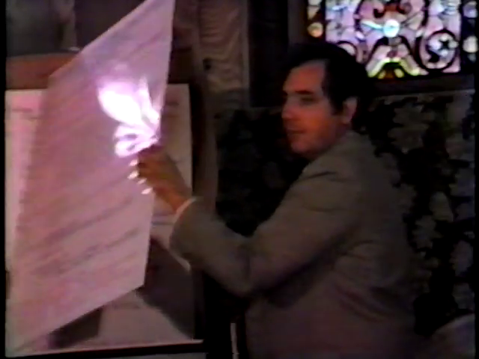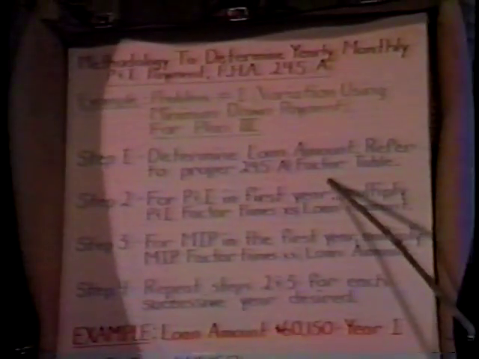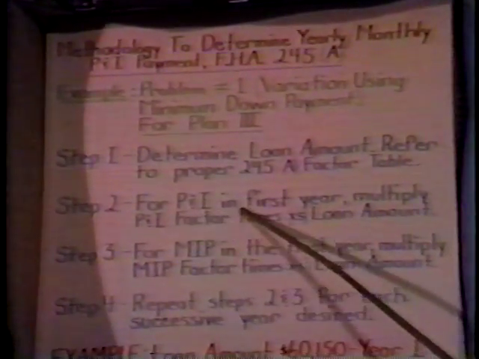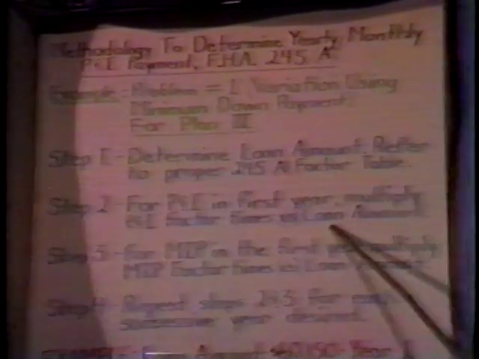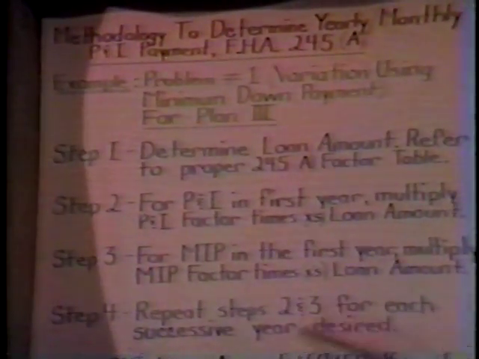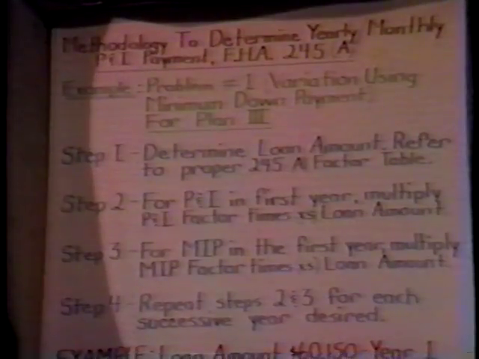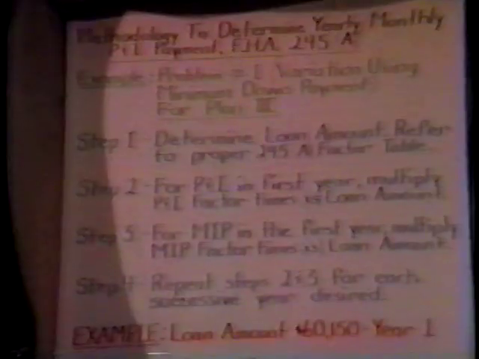Okay. Now, once we've done that, if you will turn the page, now that we have the loan amount, we want to figure out the P&I and MIP, don't we? All right. For that, you're simply going to go, you'll notice up here it says, refer to the 245A factor table, which was on page 98, wasn't it? Then, for the P&I in the first year, we multiply the P&I factor times the loan amount. And we're going to do this down here. And for the MIP, the same thing. So notice down here in our example, the loan amount was $60,150, wasn't it? We multiply that by the P&I factor.